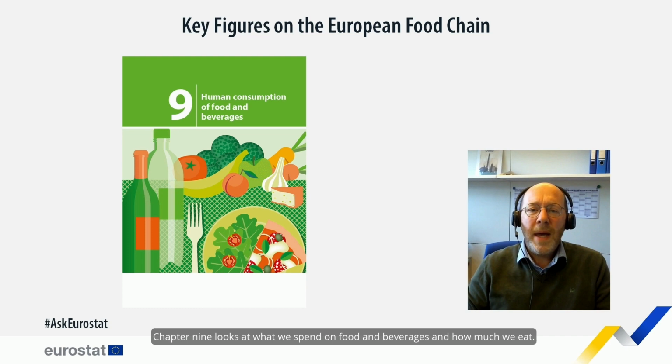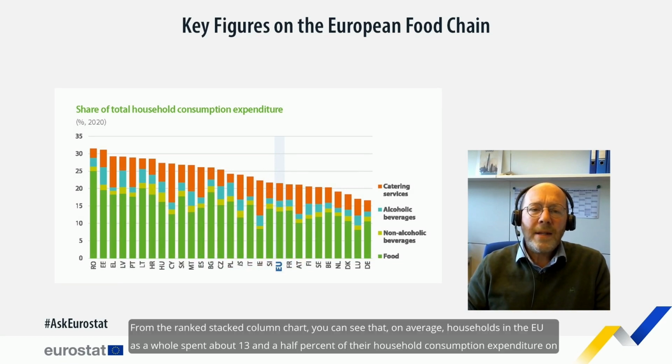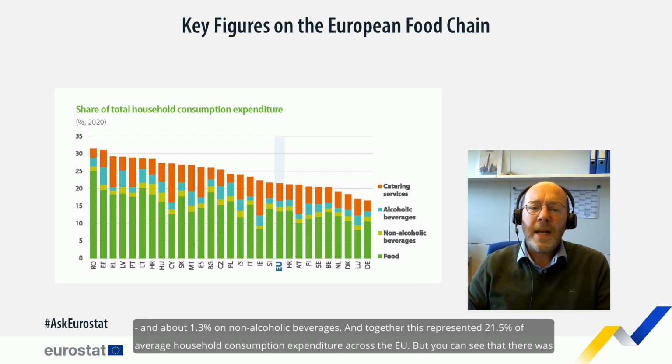Chapter 9 looks at what we spend on food and beverages and how much we eat. From the ranked stacked column chart, you can see that, on average, households in the EU as a whole spent about 13.5% of their household consumption expenditure on food in 2020. That's the segment in dark green. They also spent about 5% on catering services, things like eating out. Just under 2% on alcoholic beverages, the blue segment, and about 1.3% on non-alcoholic beverages. And together, this represented 21.5% of average household consumption expenditure across the EU.